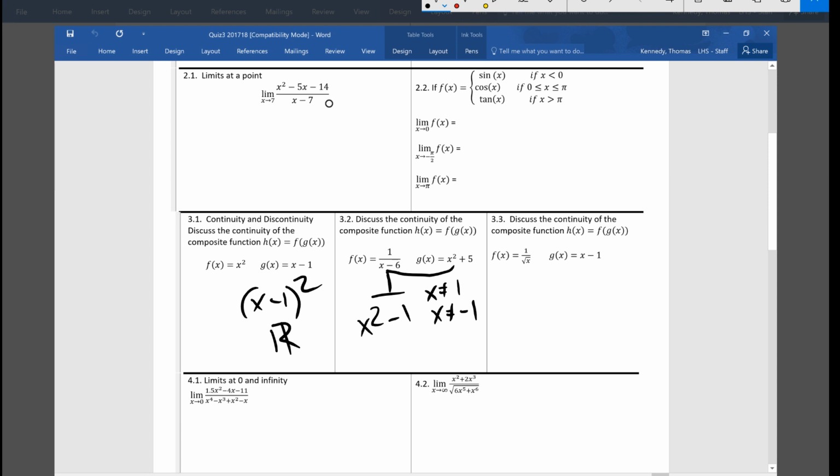And for our last one, you have 1 over the square root of x minus 1. And x just needs to be big enough so that the inside of the square root is not negative, and also is not 0 because you can't divide by 0. So x just needs to be bigger than 1. And that was it for that one.